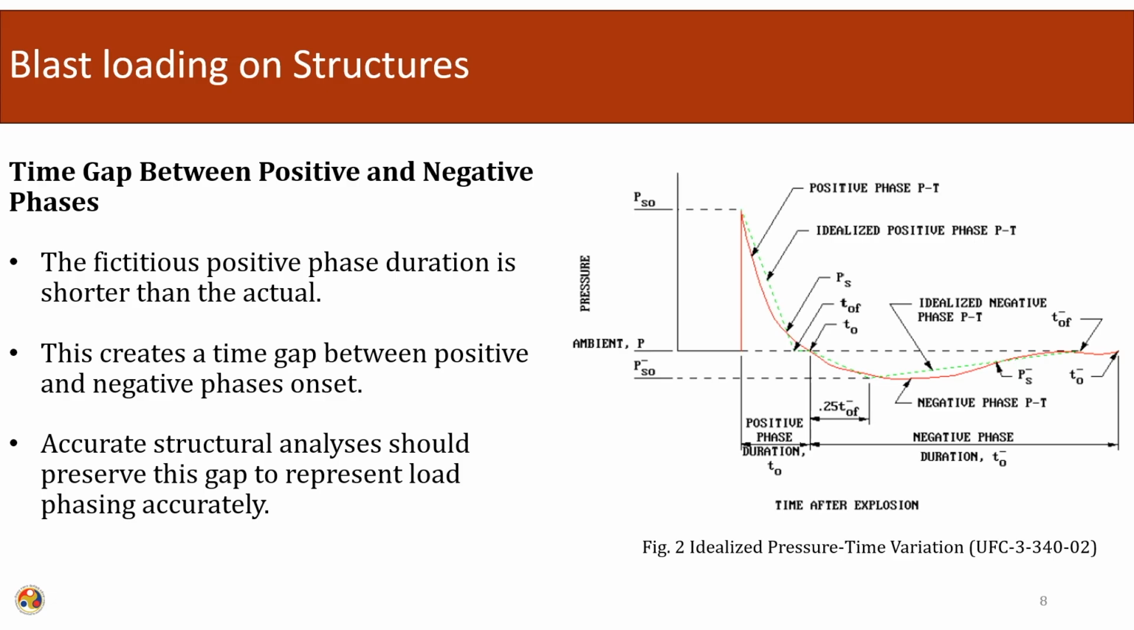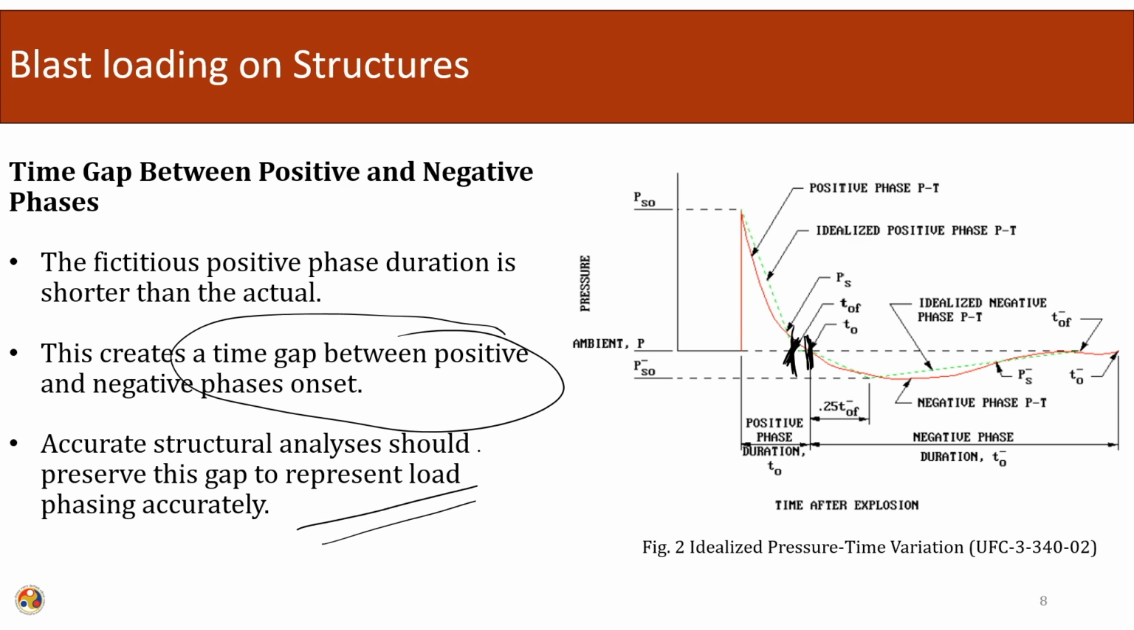There is a time gap between positive and negative phases. Here the curve is continuous, but if we look closely, there will be a time gap between the positive and the negative curve if we try to approximate it. The fictitious positive phase duration is shorter than the actual one, so this creates a time gap between the positive and negative phases. The actual structural analysis should preserve this gap or represent load phasing accurately. So, we have to account for the change in the nature of the loading.